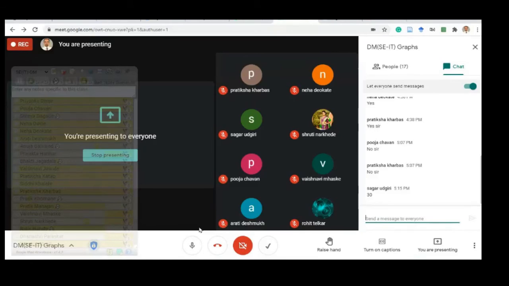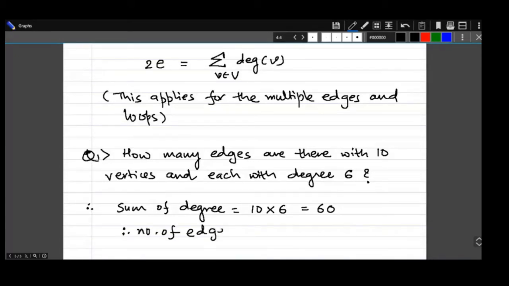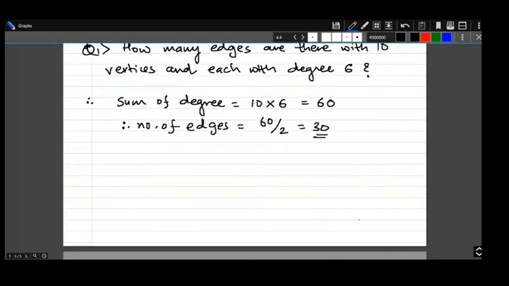Okay, good. Sagar said 30. That is the quickest answer that I got. I'll just solve it for you because we are just starting this chapter. So what is the sum of the degrees? How many vertices are there? 10 vertices, and each has degree 6, so it is going to be 60. So the sum of the degrees is 60, and therefore the number of edges is 60 divided by 2, which is 30. So this is your answer. Good.